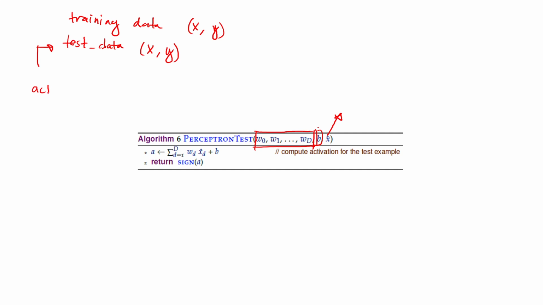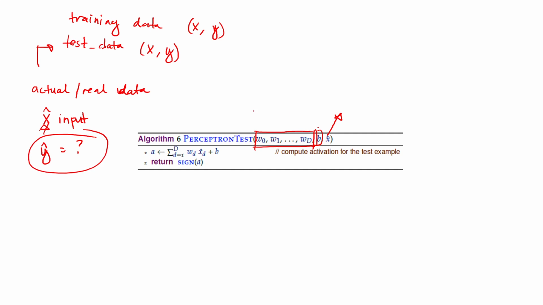And there are actual real world data wherein we do not know the output. We only know the input. So if you're going to predict what the output would be given an input here, x hat, we just get the activation.